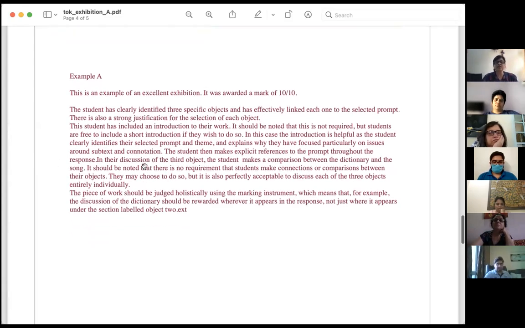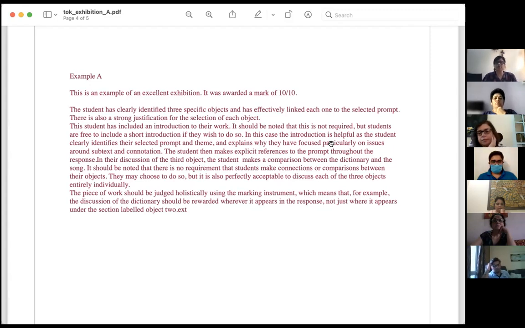The student has included an introduction to their work. It should be noted that this is not required, but students are free to include a short introduction and theme and explain why they have focused particularly on issues around subtext and connotation. They are very essential for the prompt. The student then makes explicit references to the prompt throughout the response.